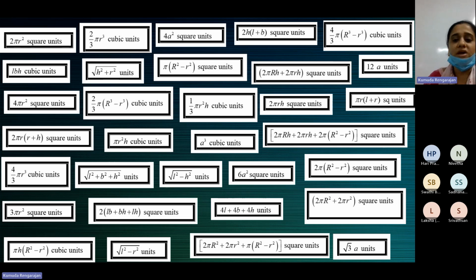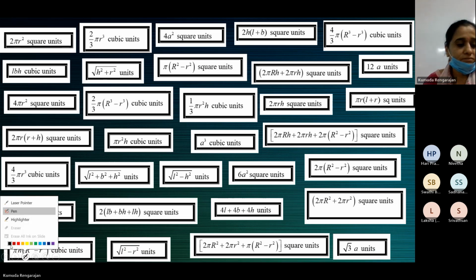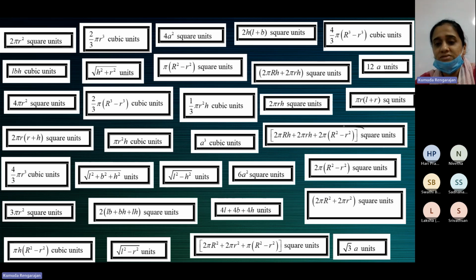Okay, I've sent this image on WhatsApp, children. You can use this and learn. Okay, this one, just tell me this one. What is this?